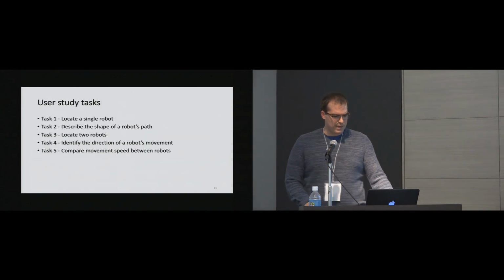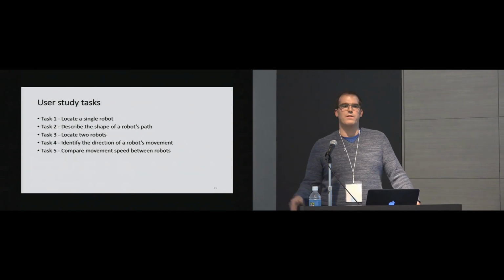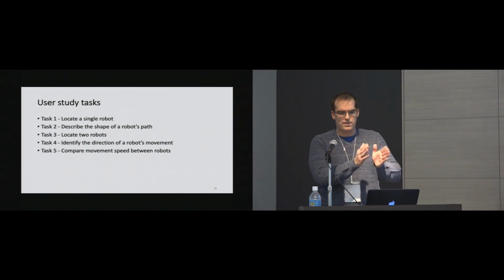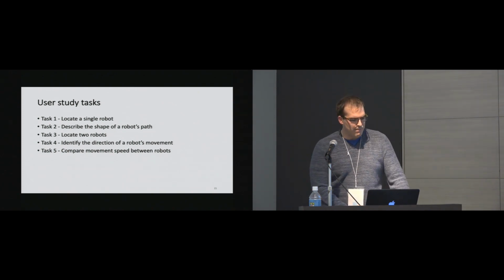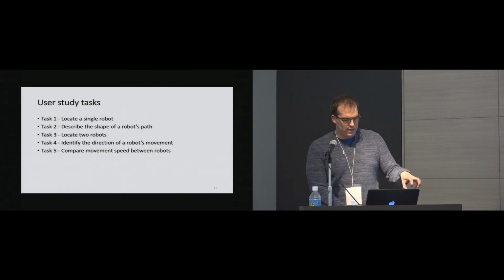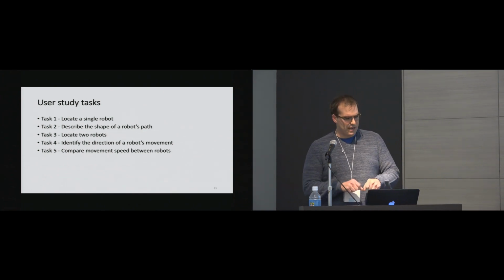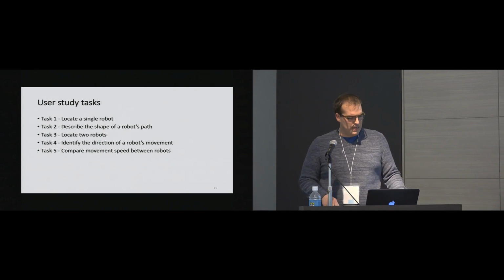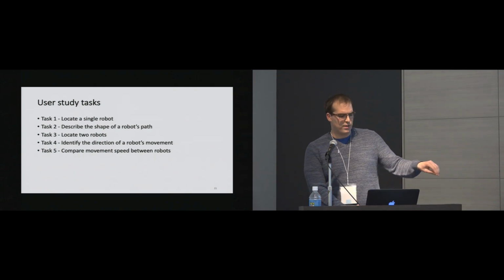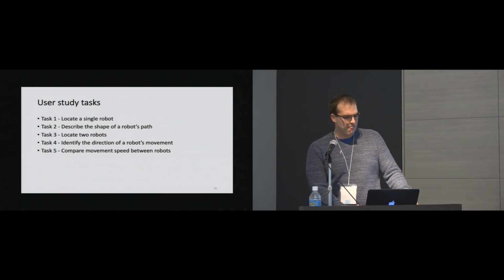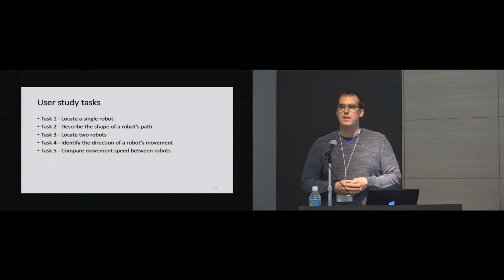So in the first task, we asked users to locate a single robot on the display. This robot moved, so we asked them to tell us where it started and finished. In the second task, the robot drove in a circular pattern, and we asked users to characterize what was happening. In the third task, we saw participants locate 2 robots, which had unique motion to them. And in the fourth task, we asked a user to identify the direction of a robot's motion. Finally, we asked the users to characterize differences in robotic speed being represented.